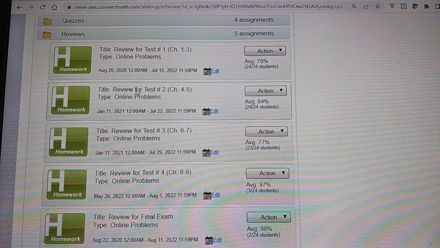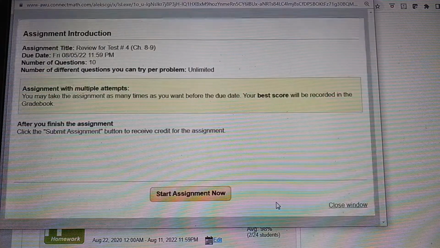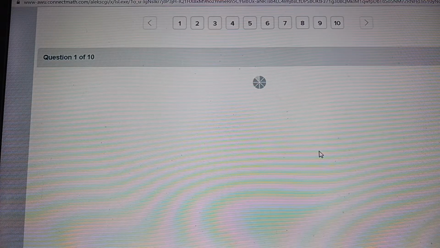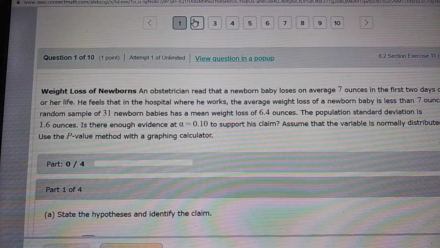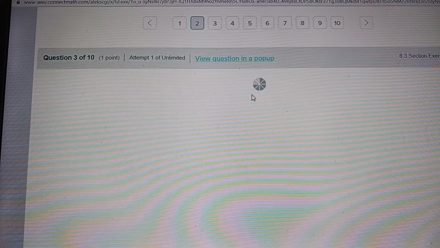Okay, so inside Connect Math, we're on review 4, chapters 8 and 9. 3 students have already tried this and averaged 97%, so you can do it more than once, and the more the better. The review's only got 10 questions. Let me see what the non-free response would be.